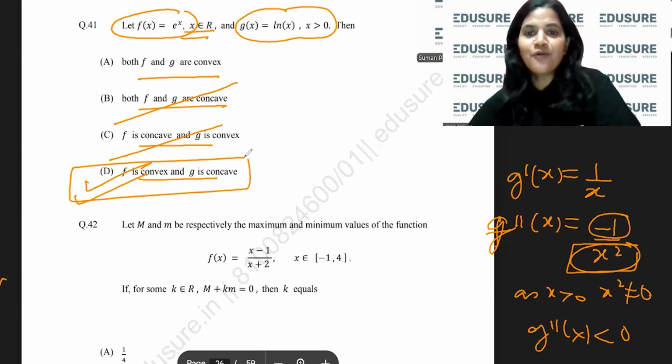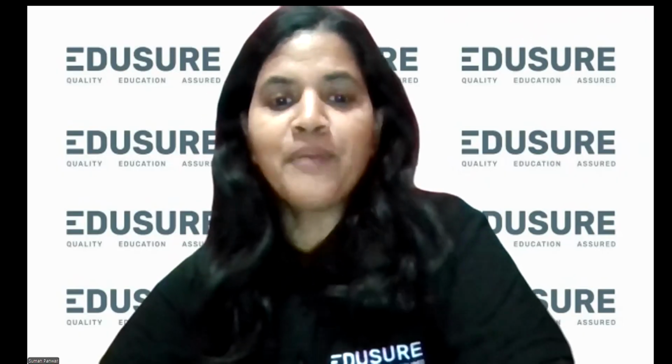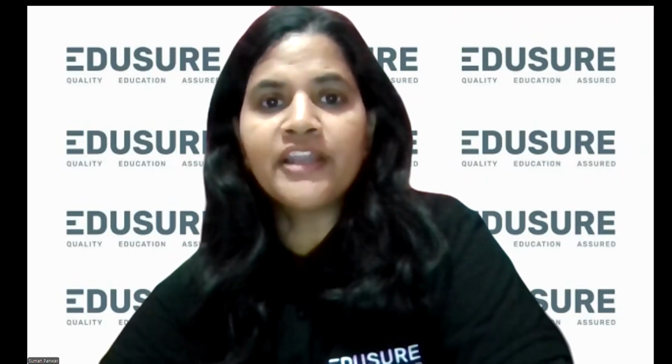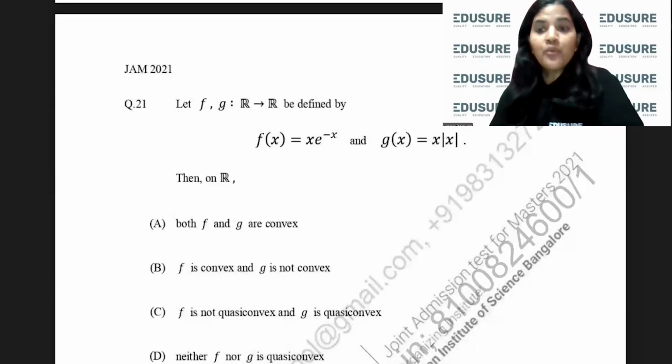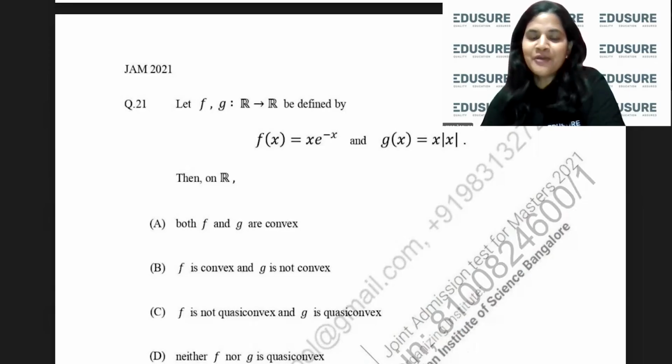All right, let's go to the next question. By the third question, you will feel very nice that by the end of it, you'll be able to attempt these questions. Okay, so this is IIT JAM 2021, question number 21. So year 21 and question number 21.